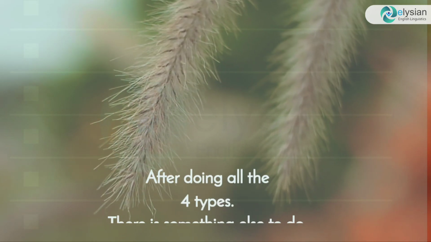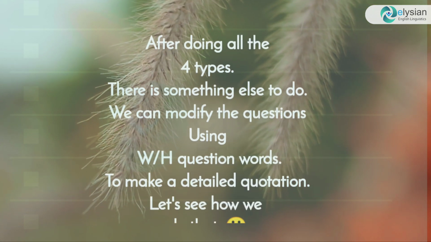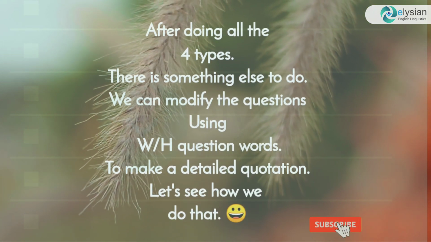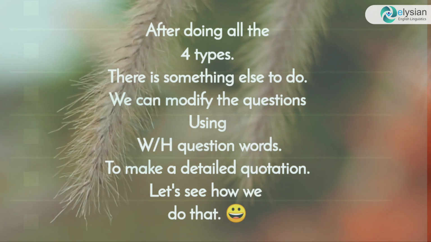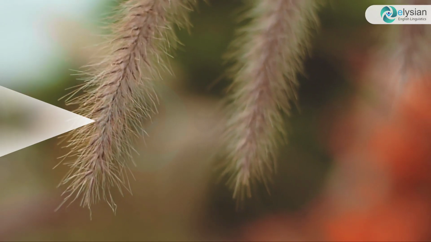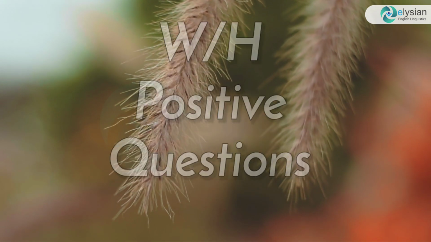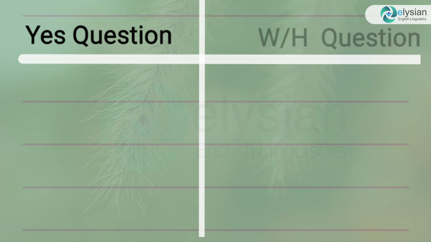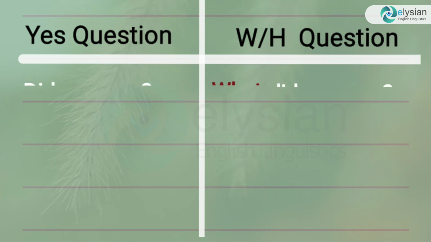After doing all the 4 types, there is something else to do. We can modify the questions using WH question words to make a detailed question. Let's see how we do that. WH positive questions. In the left side, there's the yes question. In the right side, there's the modified WH question. So I'm going to read left to right.